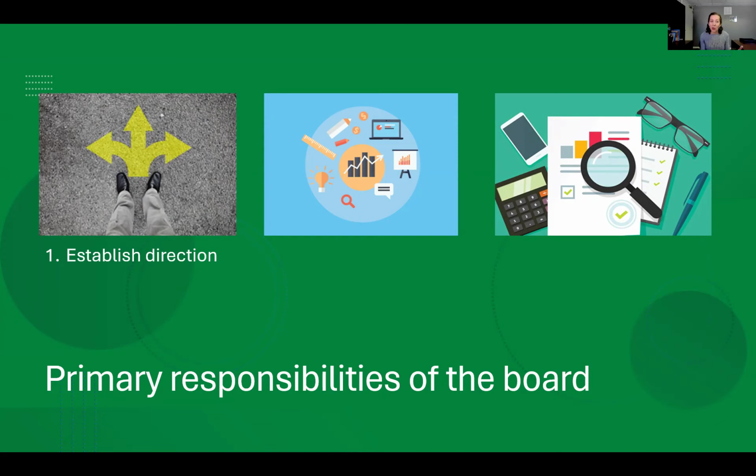Many organizations will go through the process of strategic planning. And if you haven't, guess what? We're doing a session on it in April that we invite you to attend at Champaign Public Library if you want to hear more about that process. But figuring out and establishing and making sure that direction is being followed, I'd say, is primary responsibility one.